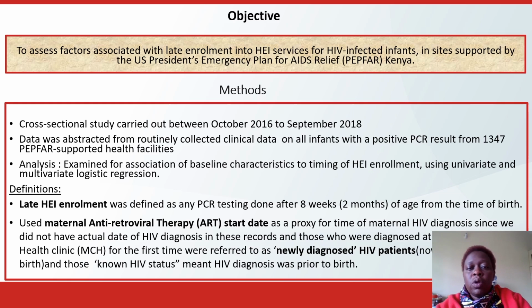The definitions that we used: late HEI enrollment was defined as any PCR testing done after 8 weeks of age from the time of birth. Maternal ART start date was used as a proxy for time of maternal HIV diagnosis, since we did not have the actual HIV diagnosis in the records. Mothers who were diagnosed for the first time in MCH were referred to as newly diagnosed HIV patients, and those who had a test prior to this birth were referred to as known HIV status.